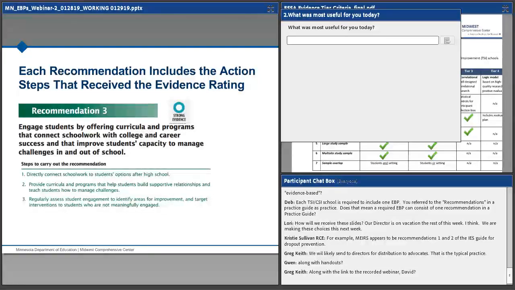So Minnesota talked about MERS already. If Minnesota wants to address any more MERS questions, you can, but I also see that there's some chats.